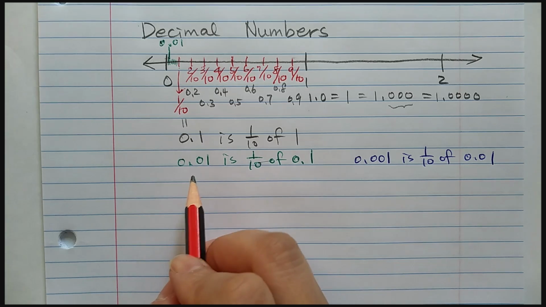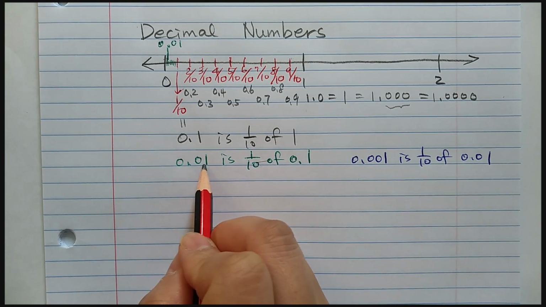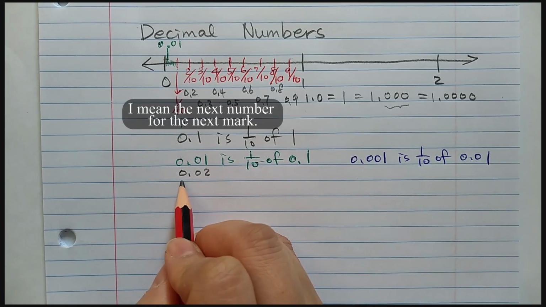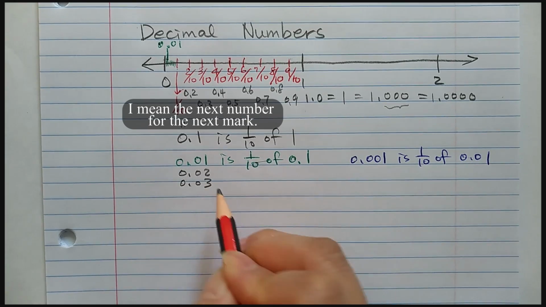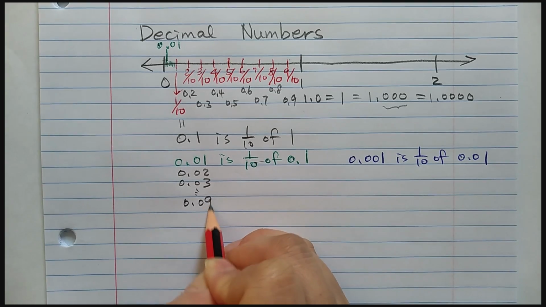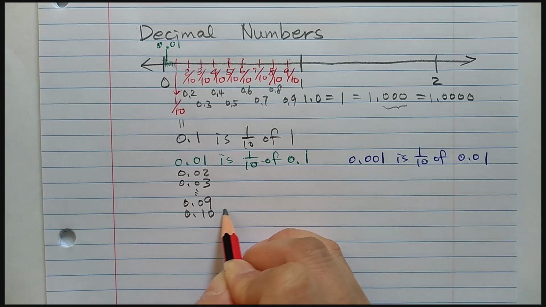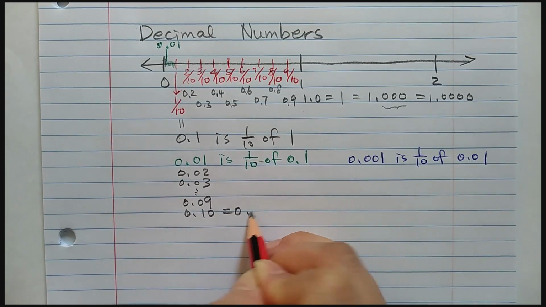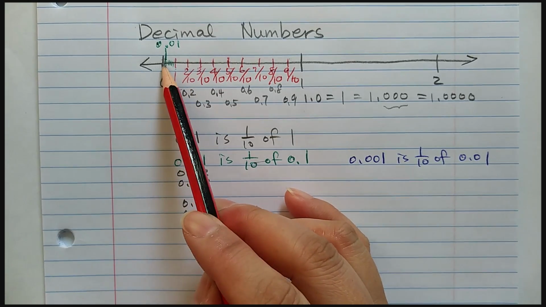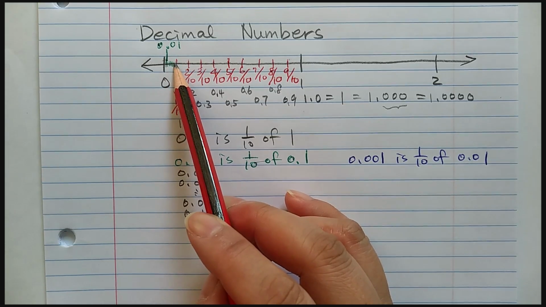Now let's talk about how this number grows. After 0.01, what's the next number? 0.02, 0.03, and so on until 0.09, and then 0.10, which is equal to 0.1. So 0.01, 0.02, 0.03, all the way to 0.1.